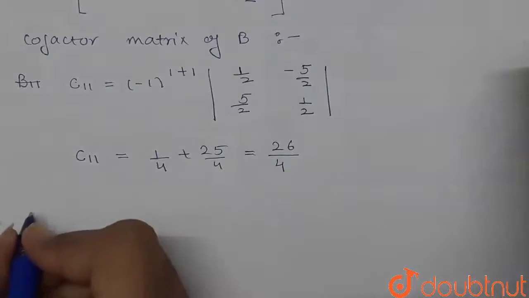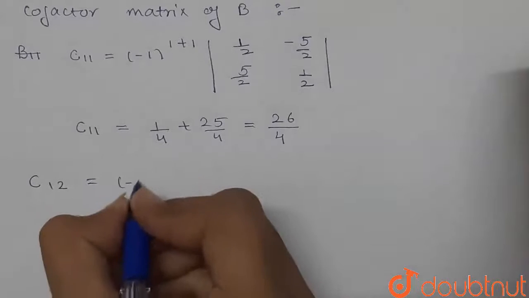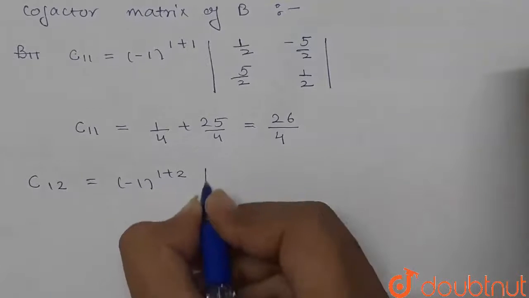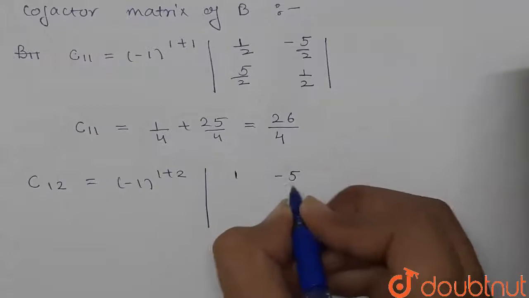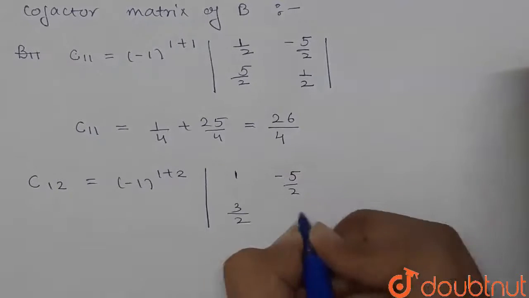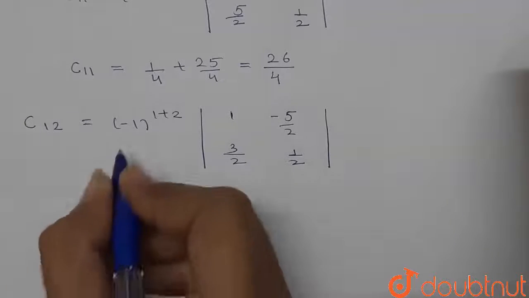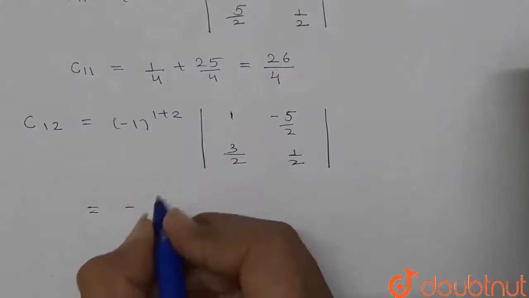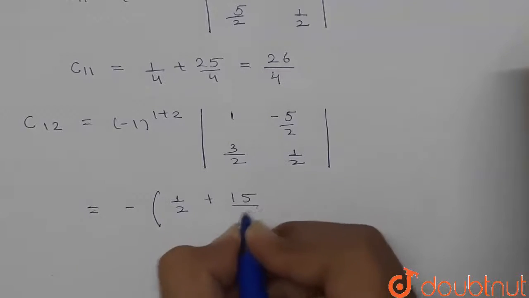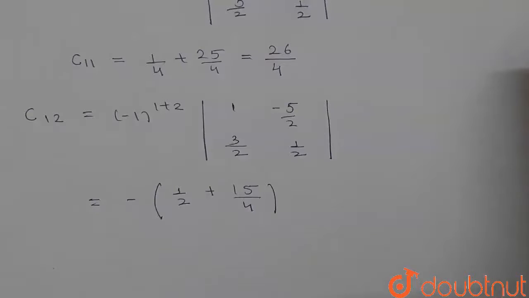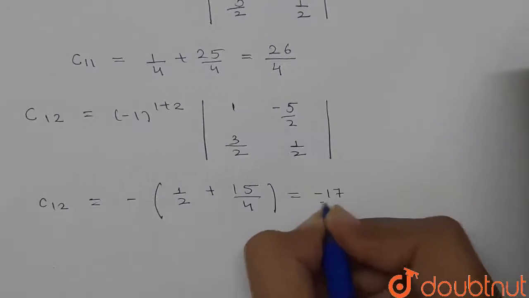This is C11. Similarly, we will find C12, that is equal to minus 1 to the power 1 plus 2 into, leaving first row second column, determinant of the other terms: 1, minus 5 by 2, 3 by 2 and 1 by 2. Minus sign will be there because power is odd, and here we have 1 by 2 plus 15 by 4. So C12 is coming equal to minus 17 by 4.